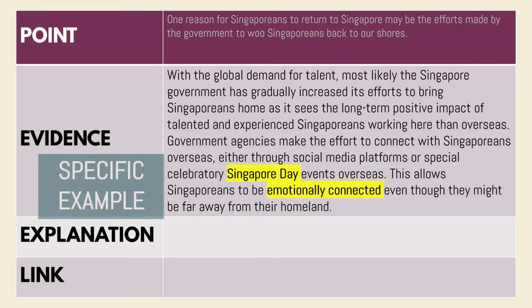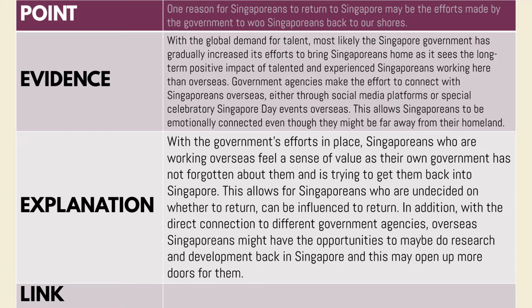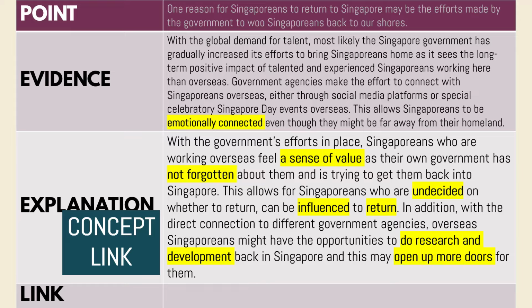So we are looking for specific evidence or specific examples, which you will provide based on your prior knowledge, notes given by a teacher, or from news itself. Next, when we go on to explanation, basically we have come up with a point, we've given the evidence, and we're looking at how to explain this leading to Singaporeans coming back to Singapore. There is this kind of concept link which is important in your explanation. What do I mean by concept link? Concept link is a way of connecting your ideas together so that it flows logically and coherently.